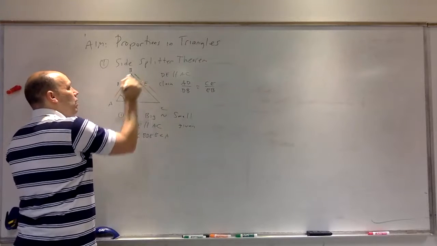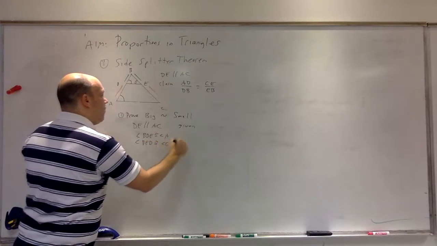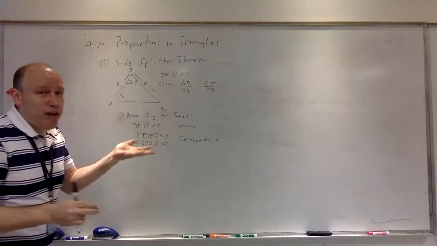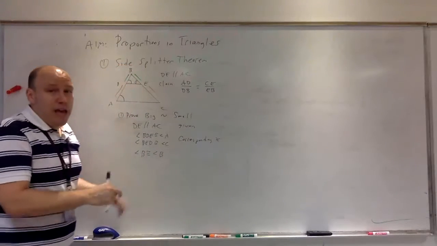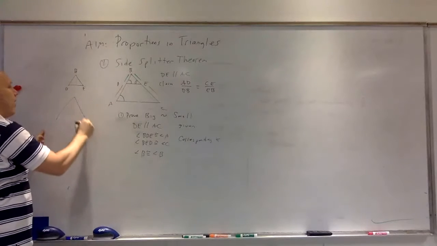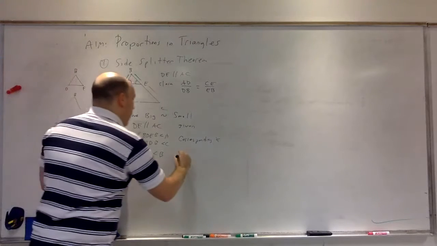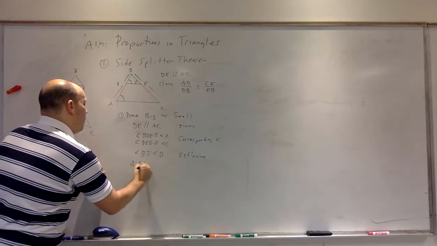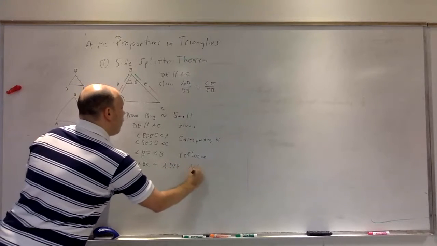And we can say that angle BED is congruent to angle C because of corresponding angles. And if we have to push it, we can say that angle B is congruent to angle B. Remember, angle B is in the small and the big. If you have to pull them apart, that's fine. Here's little triangle B, D, E, and here's big triangle A, B, C. Once again, B is congruent to B, reflexive. So that means that triangle A, B, C is similar to triangle D, B, E due to angle-angle.